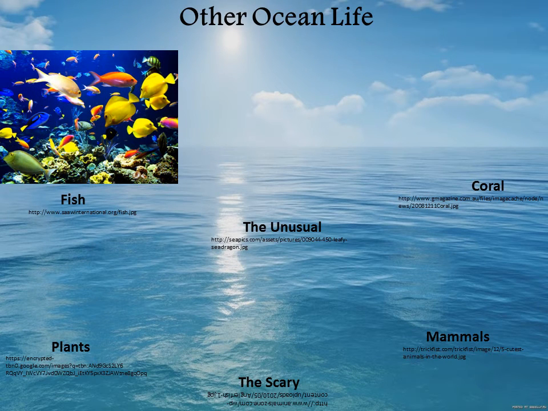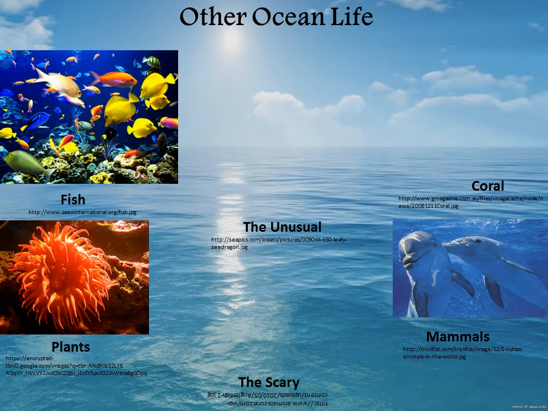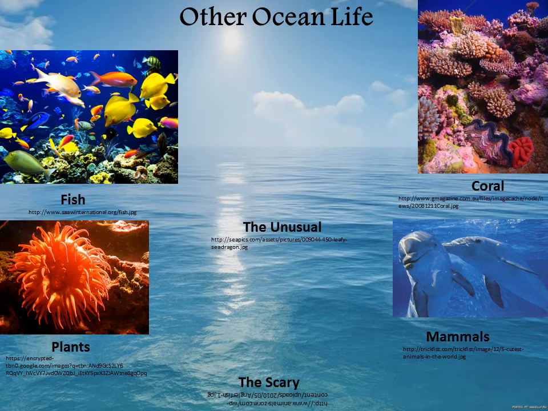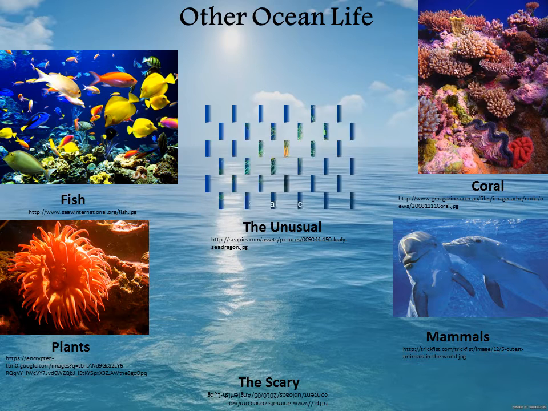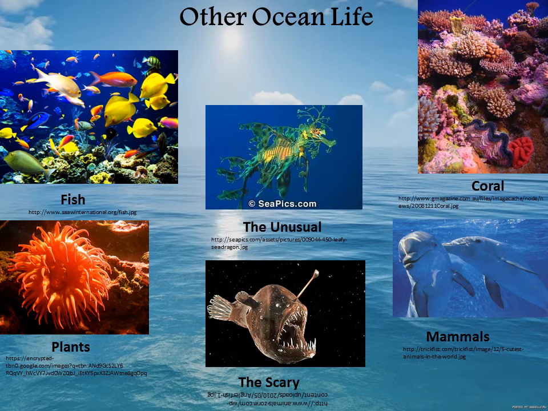There are tropical fish from warm climates, mammals such as dolphins, beautiful flowering plants, coral, which is actually a colony of tiny organisms that provide homes for many other life forms, the unusual, such as the leafy sea dragon, and the scary, which live in the deep, dark depths of the ocean, like this anglerfish.